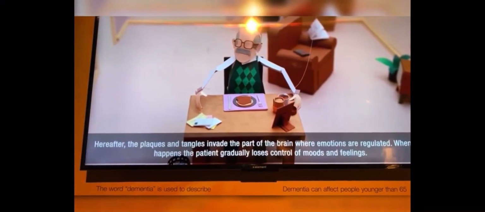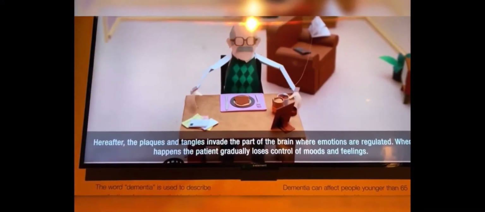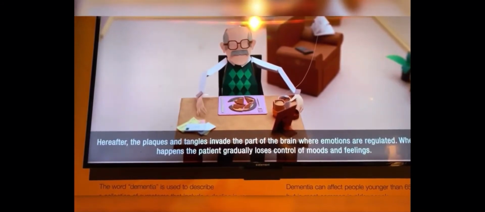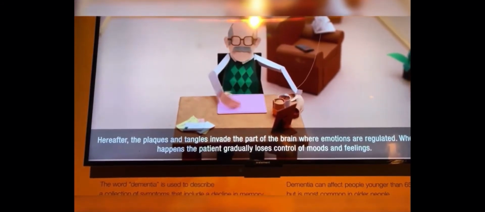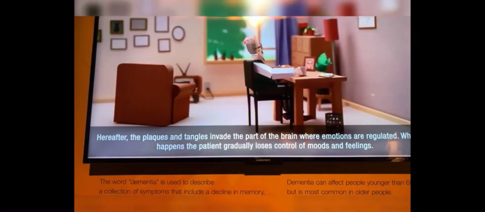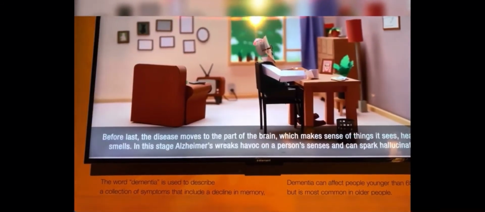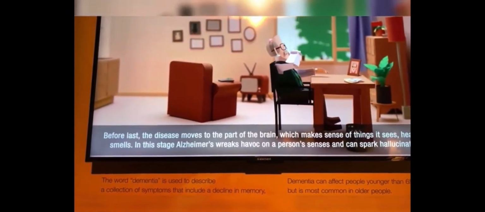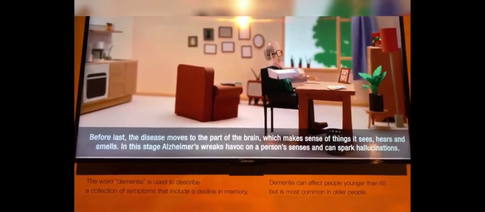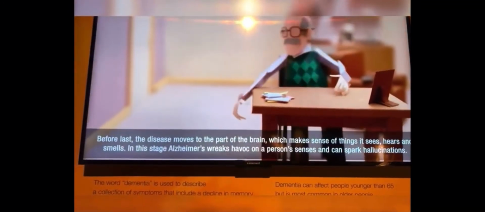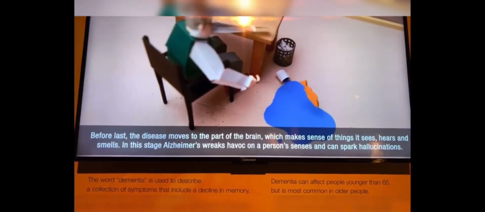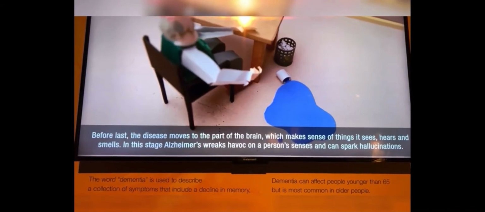Hereafter, the plaques and tangles invade the part of the brain where emotions are regulated. When this happens, the patient gradually loses control of moods and feelings. Before last, the disease moves to the part of the brain which makes sense of things it sees, hears, and smells. In this stage, Alzheimer's wreaks havoc on a person's senses and can spark hallucinations.